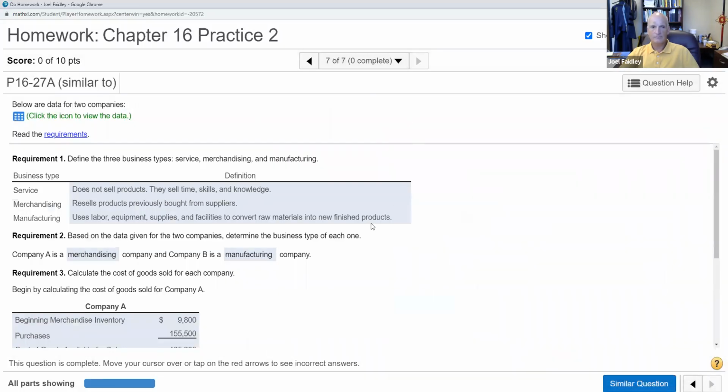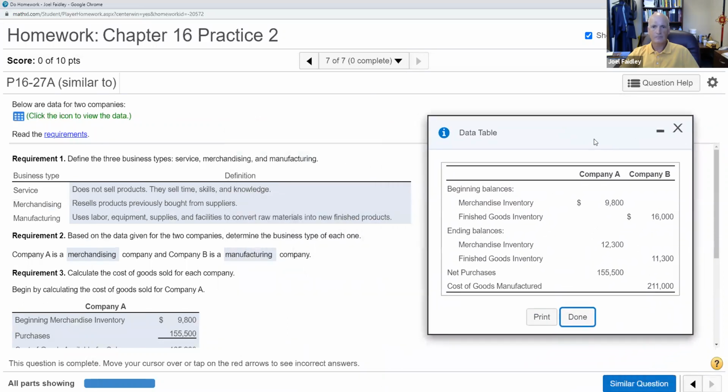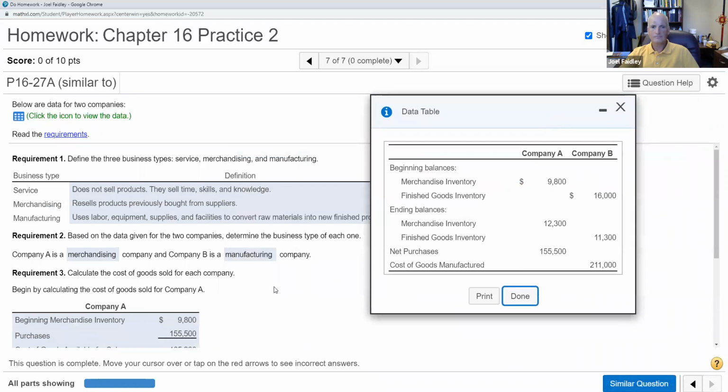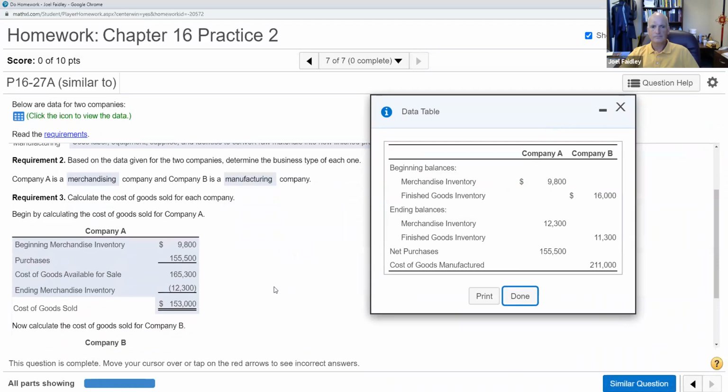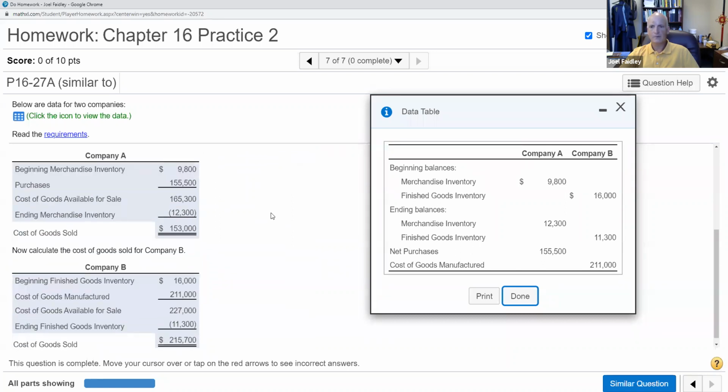And then number seven, you can see the answers there for requirement one, requirement two. Cost of goods sold, pretty straightforward, pretty simple example. If you understand that number six we just did, that's probably a pretty good measure of how much you understand in this chapter. There's company B.